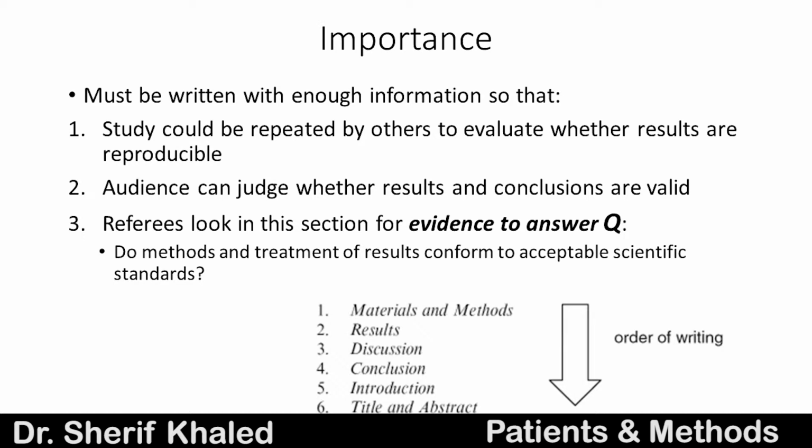For example, some people reported that in AVN of the femoral head, they used vascularized fibular graft, and 100% of the patients were revascularized and normal and did not require total hip replacement. Unfortunately, this was not reproducible. This was only in the hands of the surgeon who did this study. But for others, they could not prove that this is true. So this is very important, and this is the importance of this part.